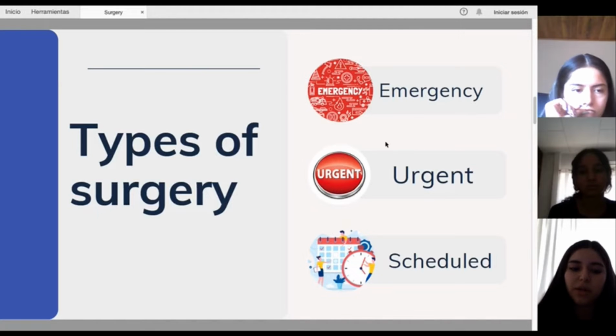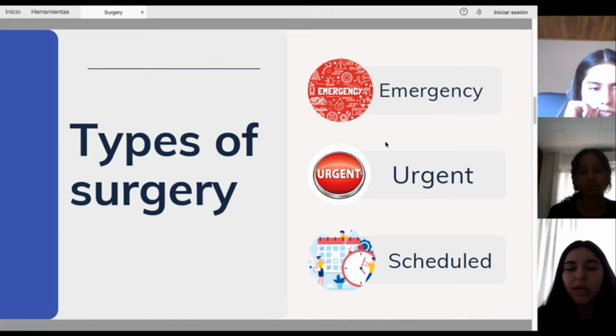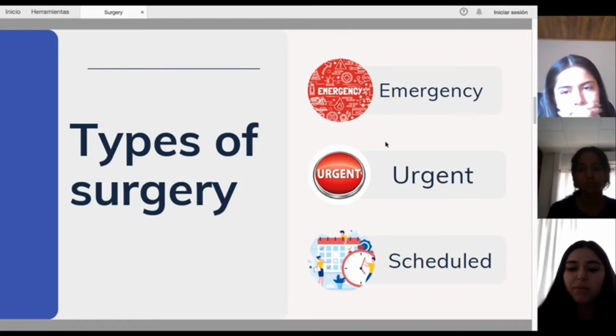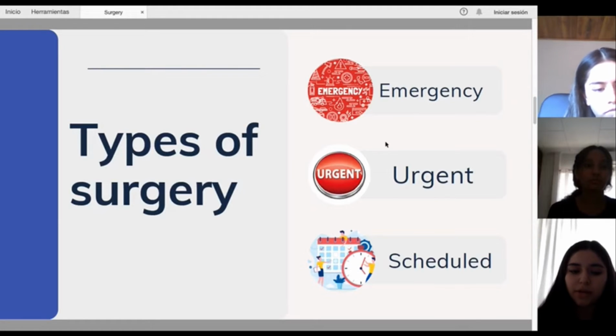Then we have the scheduled surgery. It's also known as an elective surgery. It's a surgery that can be scheduled in advance. It may be a surgery you choose to have for better quality of life, but not a life-threatening condition. But in some cases, it may be a serious condition such as cancer. Some examples are cataract surgery, mastectomy, and lymph node removal.